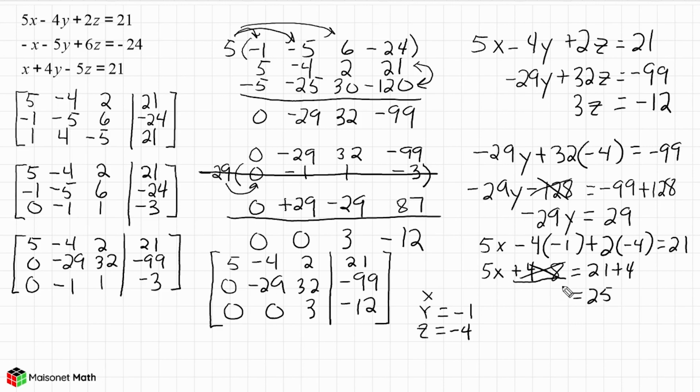Let's slide down this 5x. And the only thing we can multiply 5 by to make 25 would be 5. So x is equal to 5. So here's our solution to the system. X is equal to 5, y is equal to negative 1, and z is equal to negative 4.